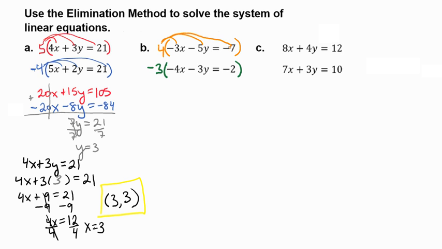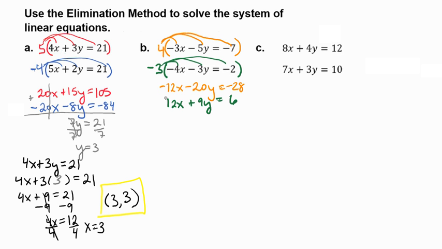So I'm going to multiply my 4 to all three pieces of my top equation to give me a negative 12x minus 20y equals negative 28. Then I'm going to multiply my negative 3 to all three pieces of my bottom equation to get a positive 12x plus 9y equals a positive 6.